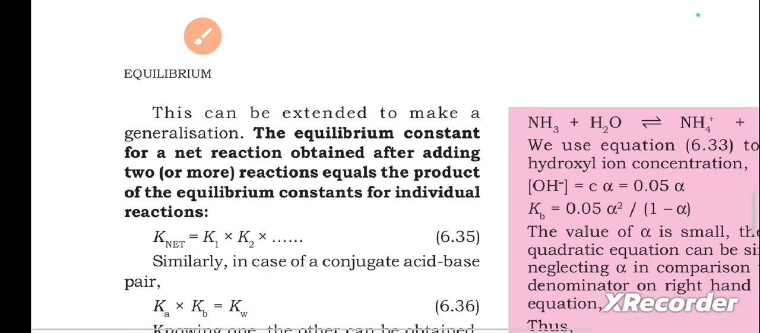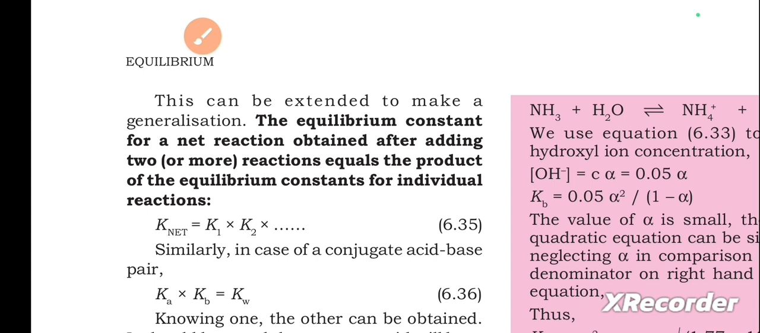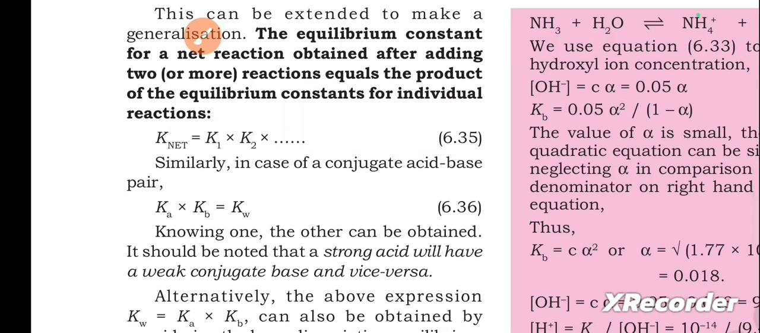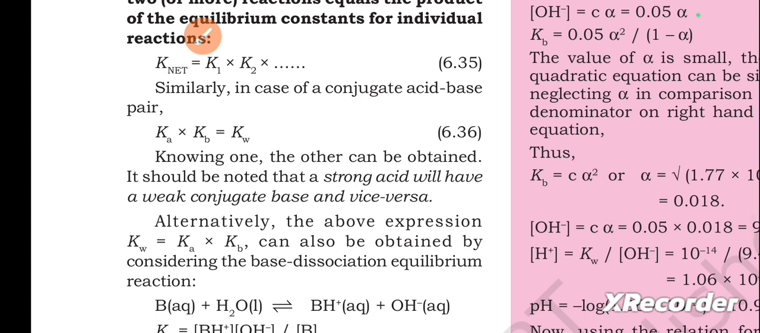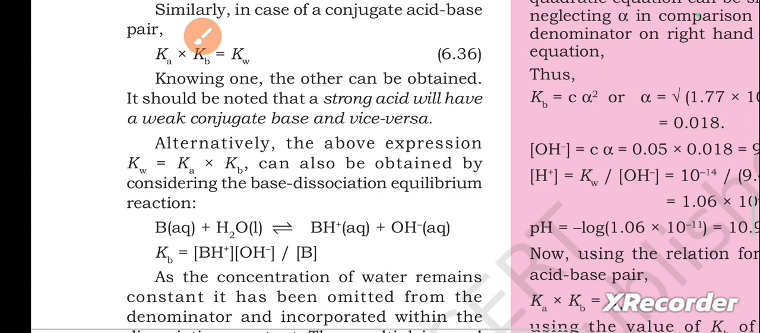This can be extended to make a generalization. The equilibrium constant for a net reaction obtained after adding two or more reactions equals the product of the equilibrium constants for individual reactions. Similarly, in case of a conjugate acid-base pair, knowing one, the other can be obtained. It should be noted that a strong acid will have a weak conjugate base and vice versa.